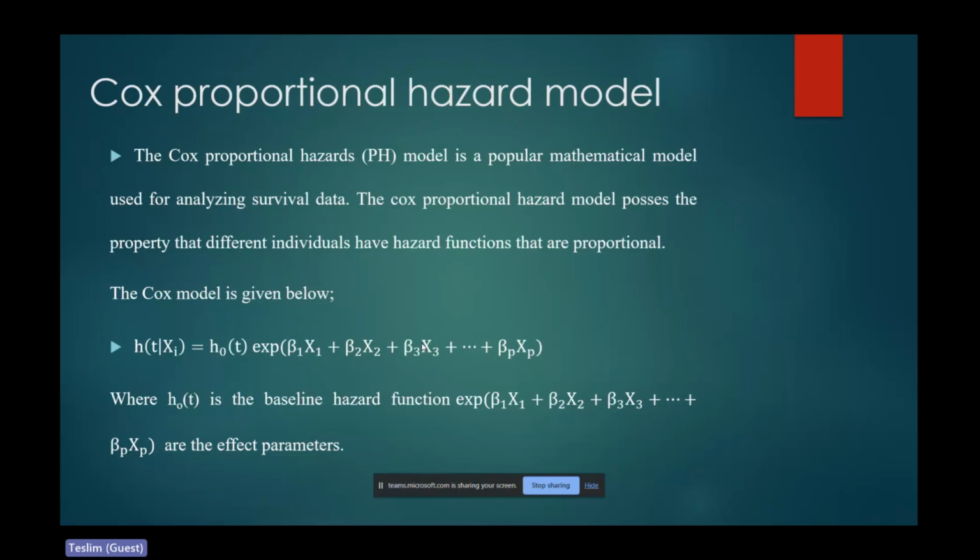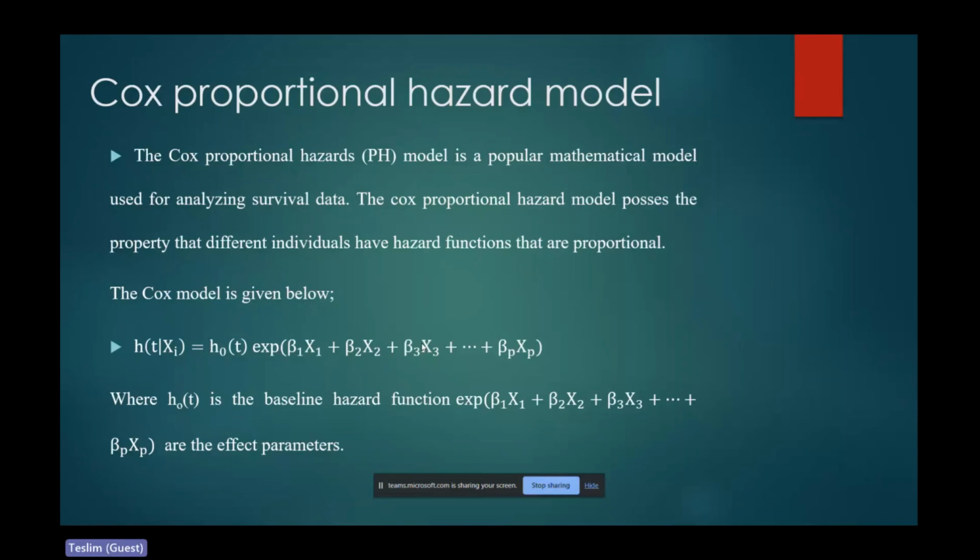Let's move to the Cox proportional hazard model. This is a semi-parametric method of regression model. If you look at the formula there, it is very similar to the regression model. The Cox proportional hazard model is a popular mathematical model used for analyzing survival data. The Cox proportional model possesses the property that different individuals have hazard functions that are proportional. The Cox model is given below, where h of t is the hazard function, and h naught of t is the baseline hazard function.